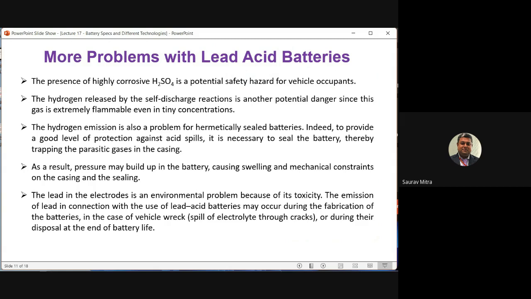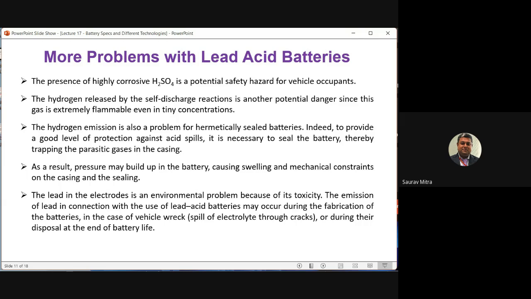Hydrogen released by the self-discharge reaction is another potential danger, since hydrogen is extremely flammable. Okay, so whatever reactions we have seen in the case of lead acid, hydrogen will be discharged by some of the electrodes, and hydrogen itself is flammable, so that can be like a time bomb. Hydrogen emission is also a problem for hermetically sealed batteries.